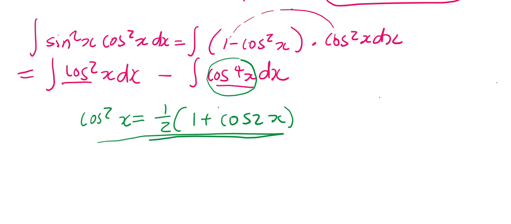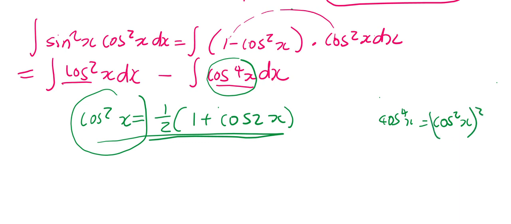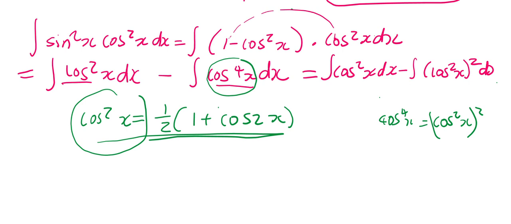The power is cos to the power of 4, and our identity says cos squared x. So we have to do some changes there. We have to write cos to the power of 4x as cos squared x to the power of 2, something like that. So let's rewrite that. Now this is equals to the integral of cos squared x dx minus the integral of cos squared x squared dx. So now we can continue.